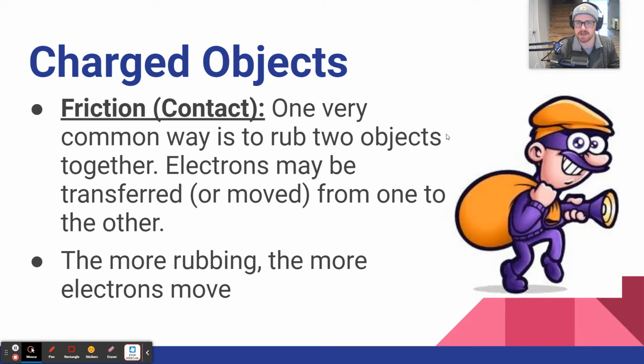You've rubbed your socks against the floor. You go to touch something that's a good or fair conductor, and you get zapped, and the thing also gets zapped as it transfers the electrons from you to it, or from it to you. You get what I'm saying. So one very common way is to rub 2 objects together. Electrons may be transferred from one to the other. The more rubbing, the more electrons move.